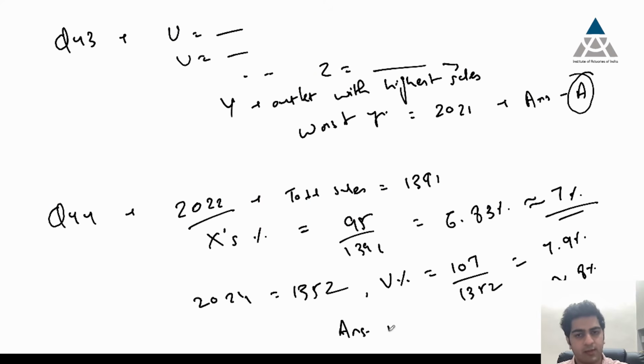option D. Correct. Again, I hope you have noticed you have to be smart with respect to your calculations. You don't need to calculate each and everything. That's the only message.